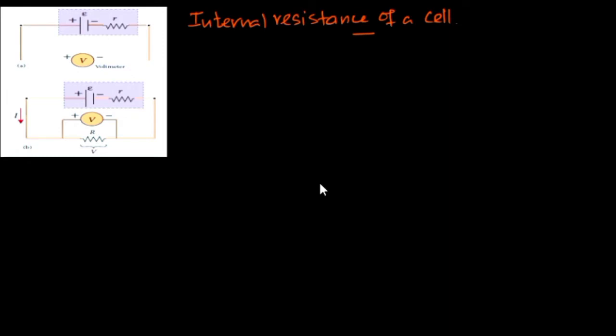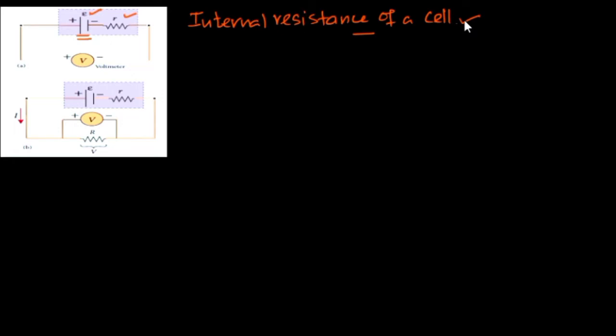So in the video what we are going to see first is the internal resistance of a cell. If a cell is given, how to calculate its internal resistance is a very important question. See, here we have a cell of electromotive force epsilon. Its internal resistance is r.